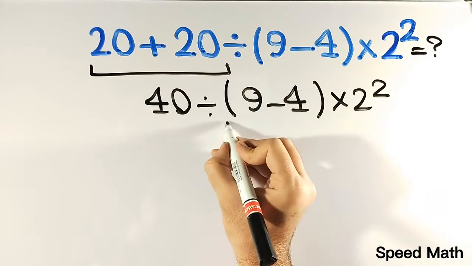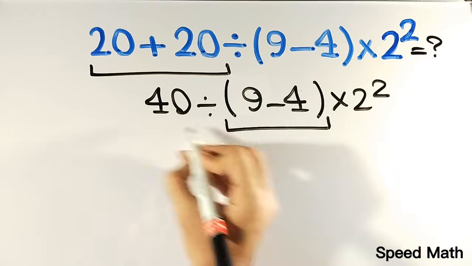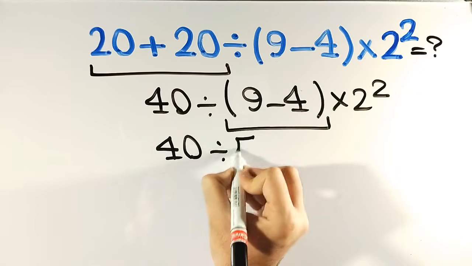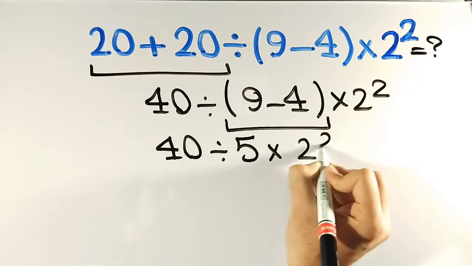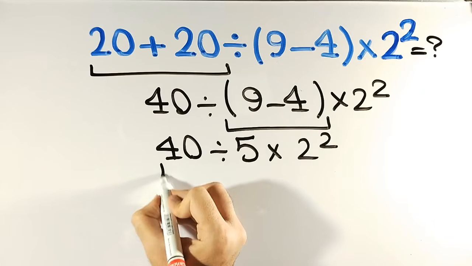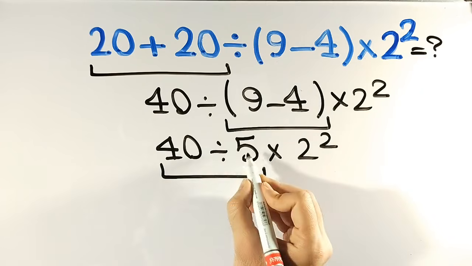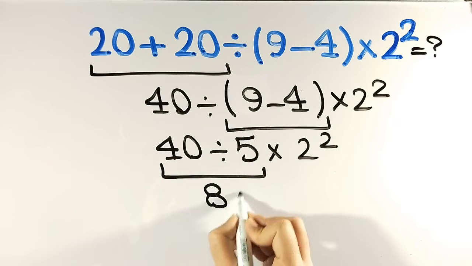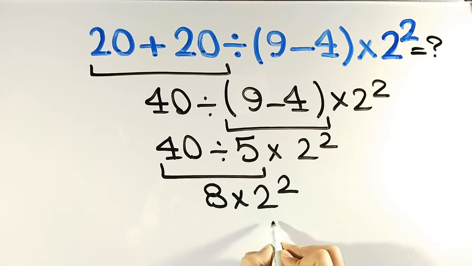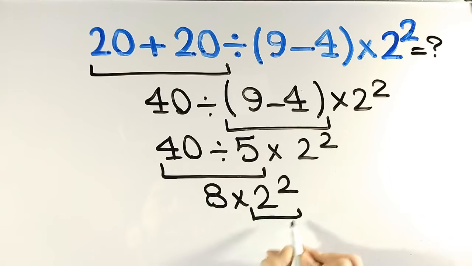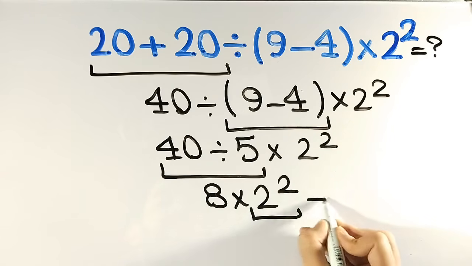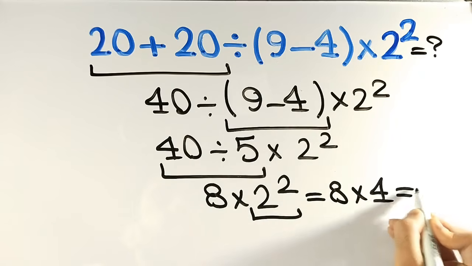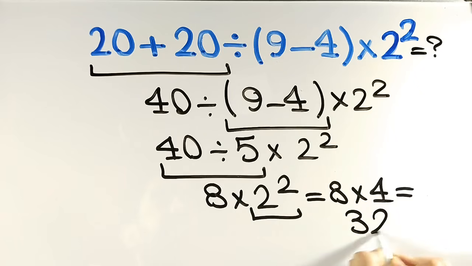In the next step, they go to the expression inside the parentheses and write this expression as 40 ÷ 5 × 2². Then they go for the division between 40 and 5, and instead of this expression they write 8 × 2². Next, they go for the exponent, and instead they write 8 × 4, which finally gives them the answer 32.